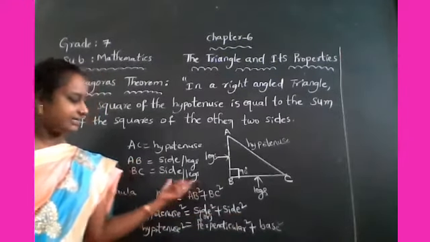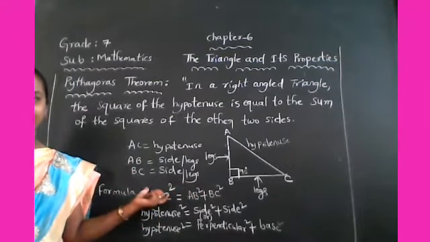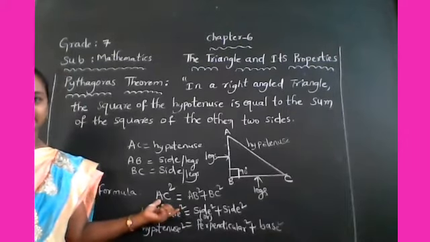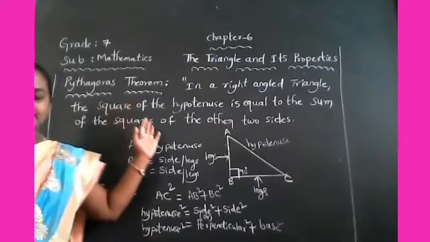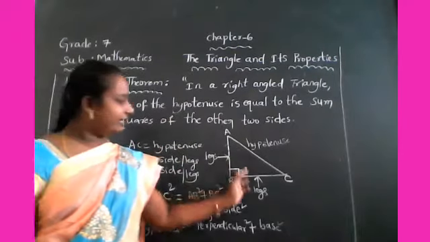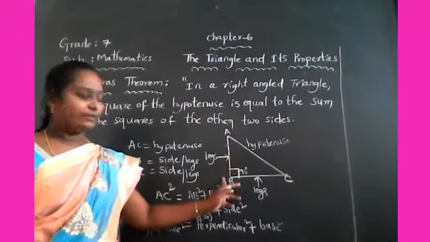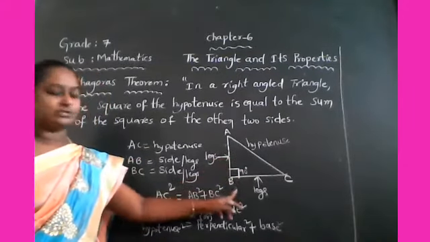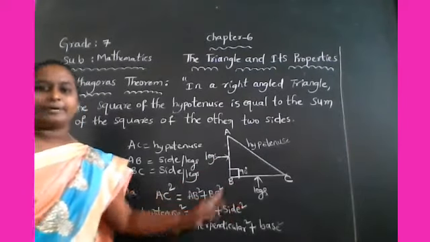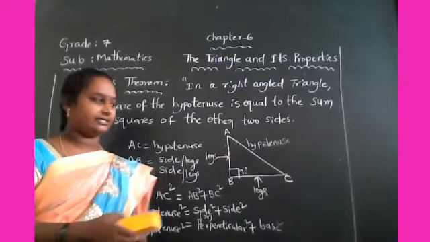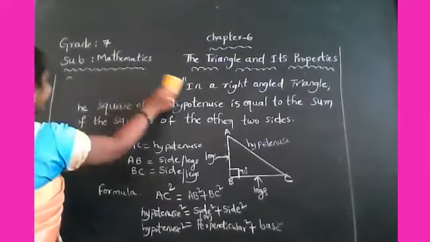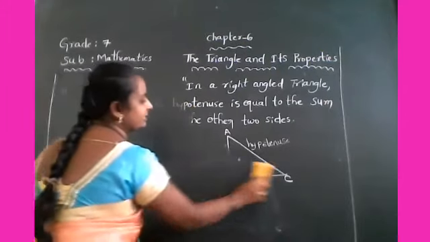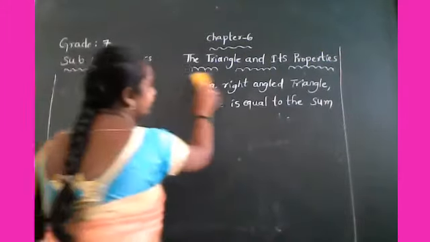Who discovered this theorem? Pythagoras. By his name this formula came. Now children, what does the Pythagoras theorem state? In a right angle triangle, the square of the hypotenuse is equal to the sum of the squares of the other two sides. This is the Pythagoras theorem. By using this theorem, we can find the third side. This is the main use of this theorem.